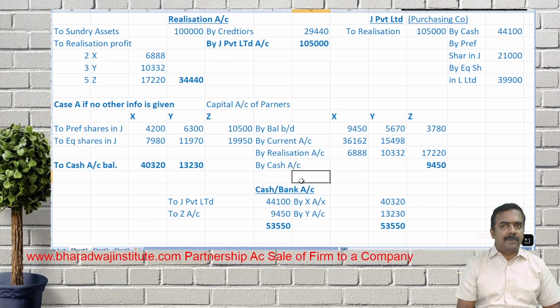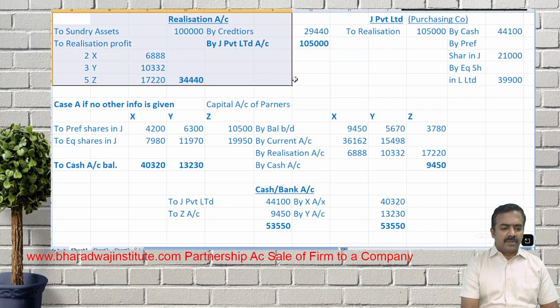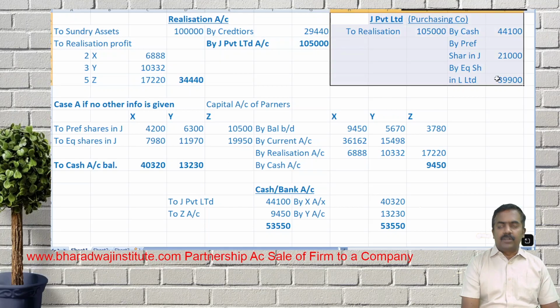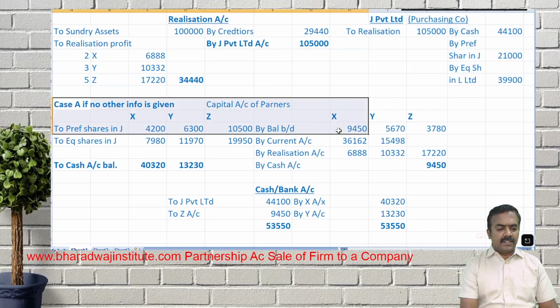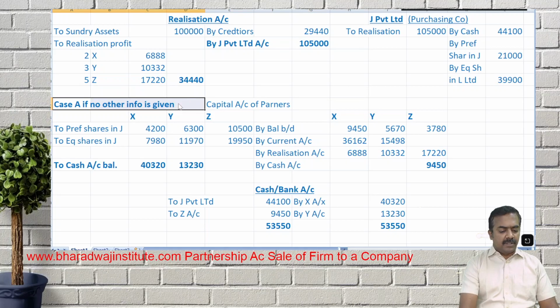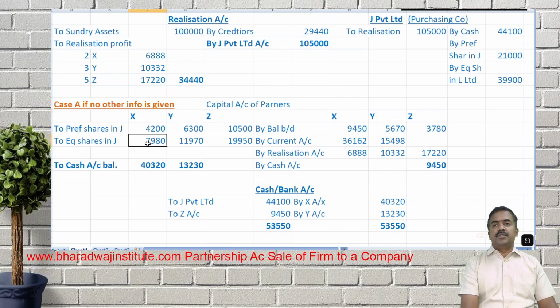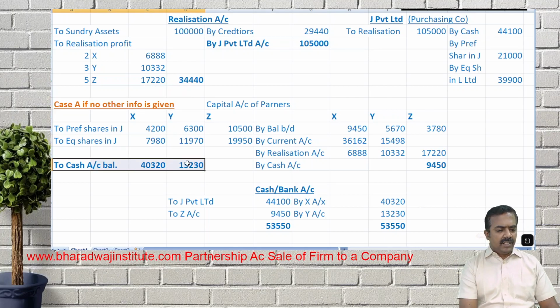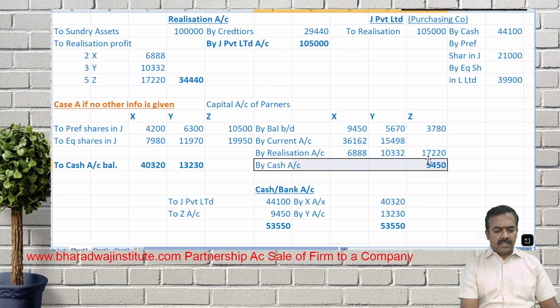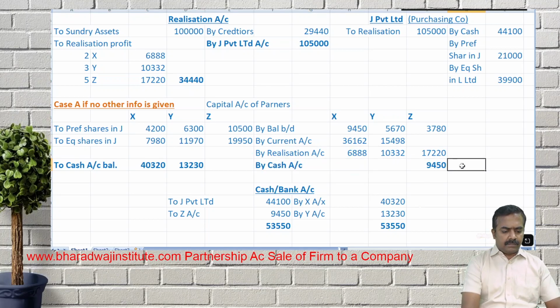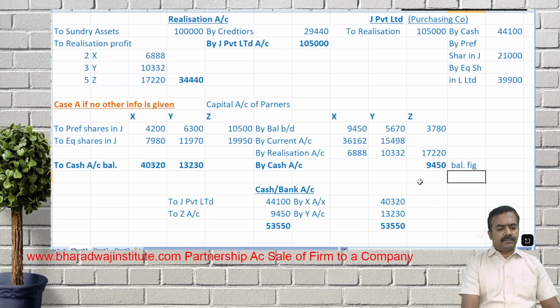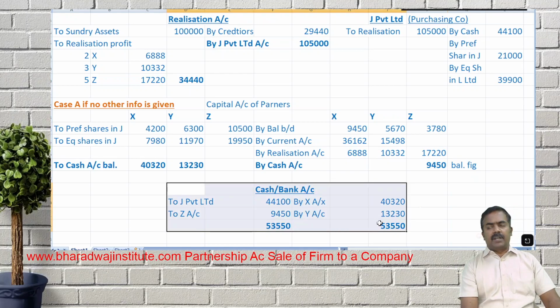All the other cases are copy and paste for me, you have to work on them fresh. Any realization account and which account? J Private Limited account is common for all the 3 or 4 cases given. Case A, if no information is given, what to do? The shares will be taken up by the partners in which ratio? Profit sharing ratio. Any surplus is paid off, any shortages brought in by the partner. And we verify with cash and bank account also.